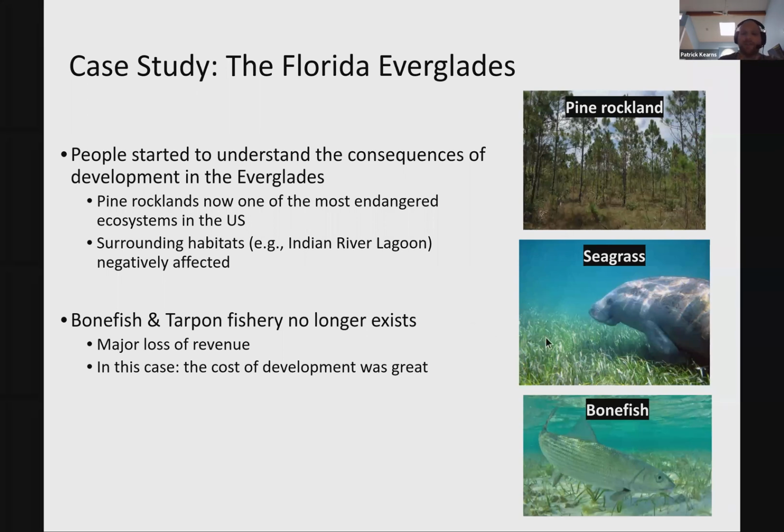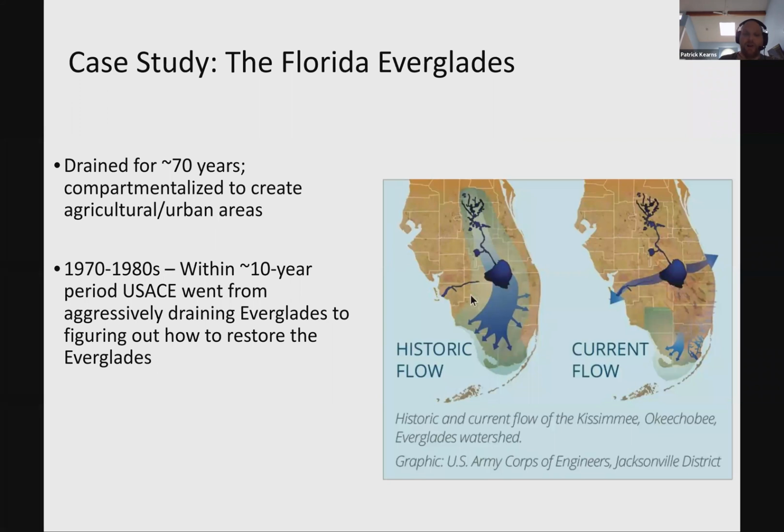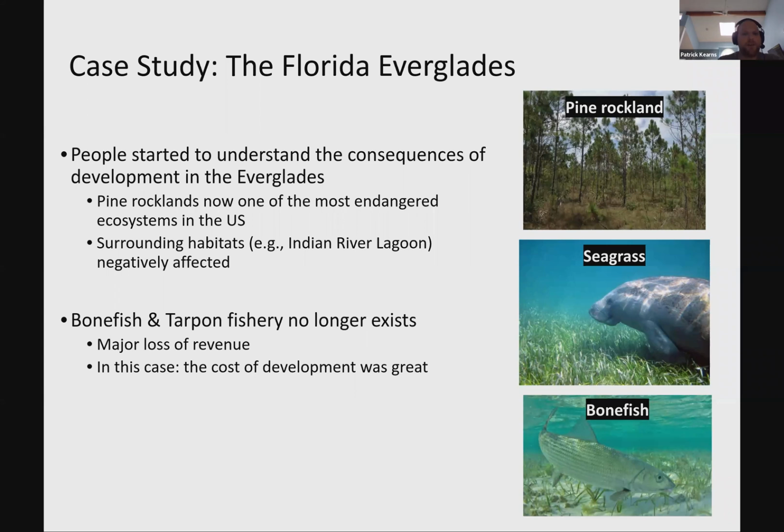And the surrounding habitats, you can imagine directing this much fresh water in a different direction dramatically changes the coastal environments. And you'd be absolutely correct. The surrounding habitats, such as Indian River Lagoon, were negatively affected. And this led to destruction of massive amounts of seagrass beds and the manatees that depended on those seagrass beds. But it also dramatically affected the economy of Florida.